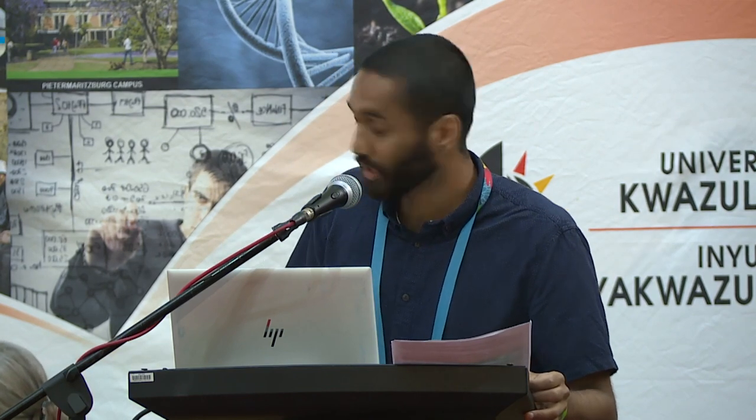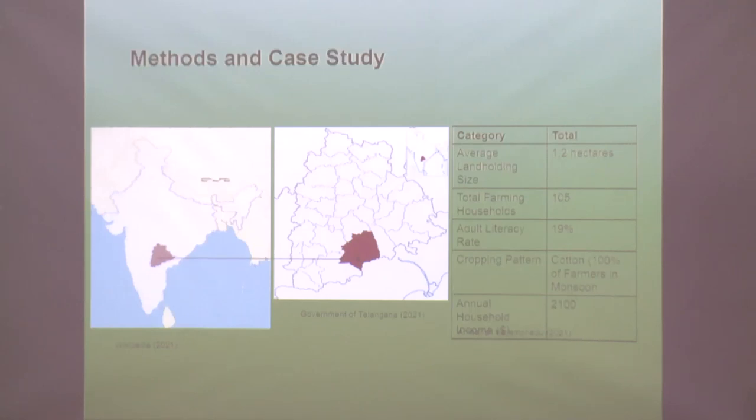So a bit about the methods and the area that I'm researching. The empirical analysis for this presentation is taken from eight to nine months of ethnographic fieldwork between 2018 and 2019 in the South Indian state of Telangana. Telangana is a new state which was formed in 2014, but it remains a primarily agrarian state by employment, accounting for 55% of the workforce, but only 16% of the GDP. Smallholder farmers with under 2 hectares of land account for 88% of the farming classes in the state.